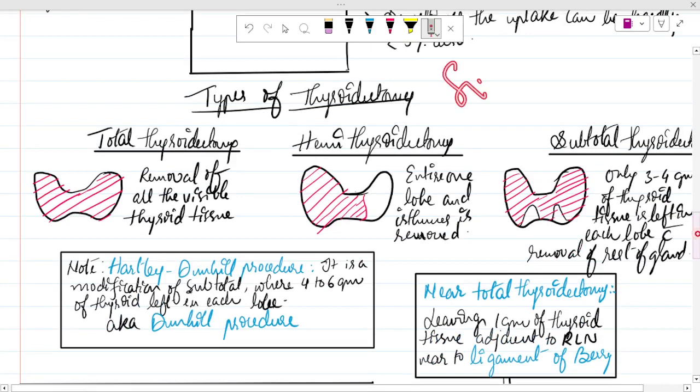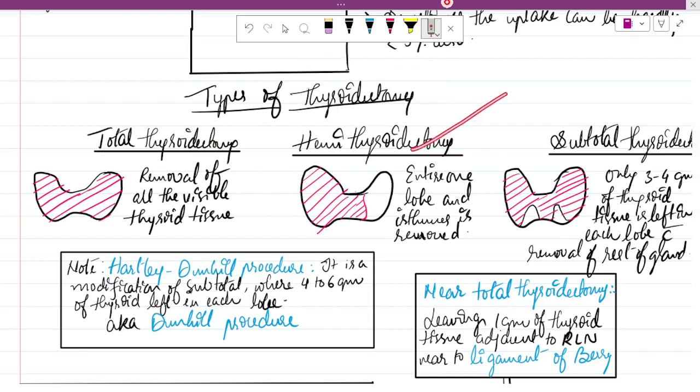Now, what are some of the surgeries which we conduct normally regarding thyroid conditions? You have three main forms: total thyroidectomy, hemithyroidectomy, and subtotal thyroidectomy. Coming to total thyroidectomy, you will completely remove the whole thyroid tissue present at that region. That is called total thyroidectomy. What is hemithyroidectomy? You will remove one complete lobe plus the isthmus also. So one entire lobe with the isthmus is removed.